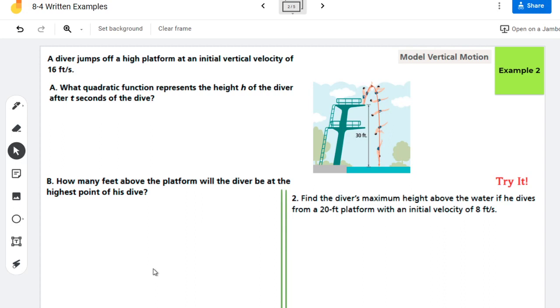In today's video, I'm covering example 2 from section 8-4 in the SavvasRealize Algebra 1 textbook. The goal of today's video is to model vertical motion.